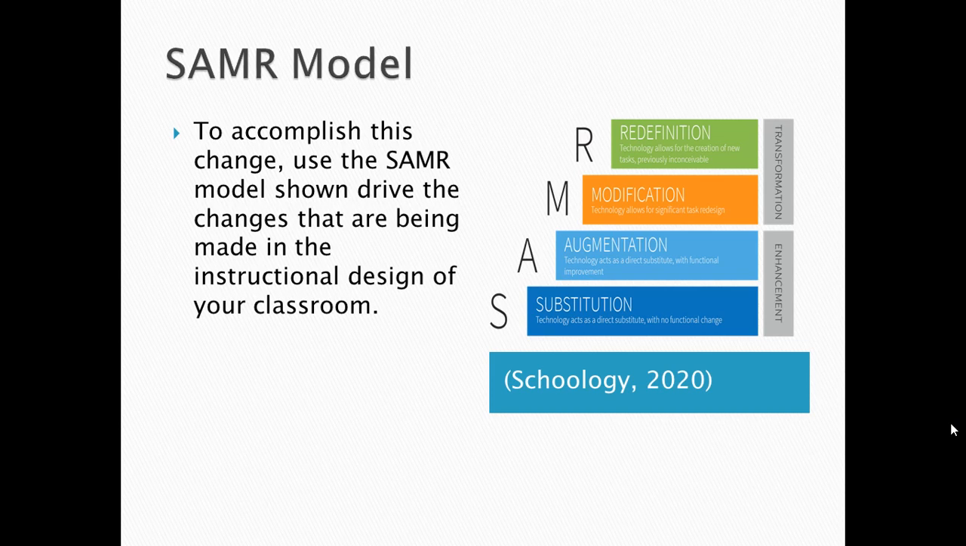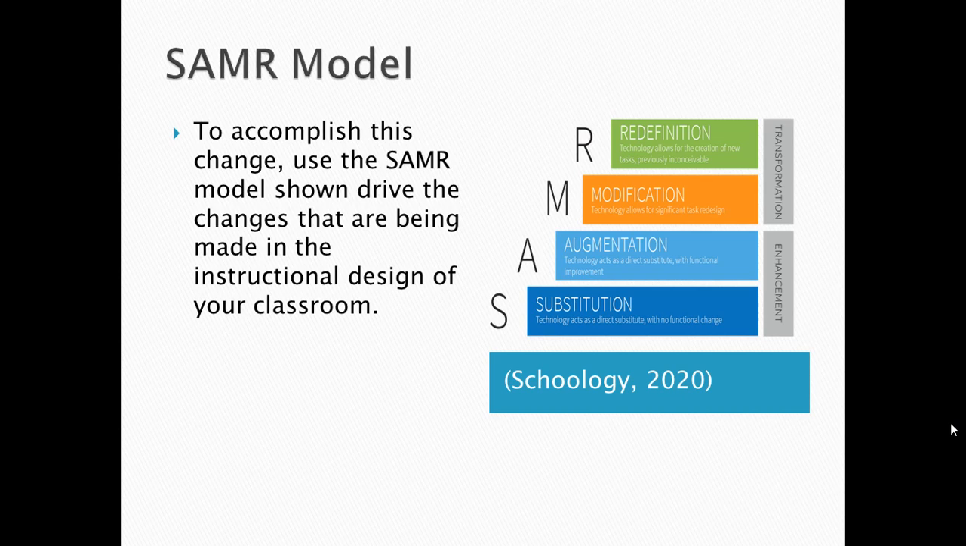For example, a book report might be completely redefined into creating an app on a phone about a book. That would be the R method. Or you could then simply use the substitution method. Instead of having a written book report, maybe students create a blog. And that would be a substitution or even maybe an augmentation of that particular lesson.